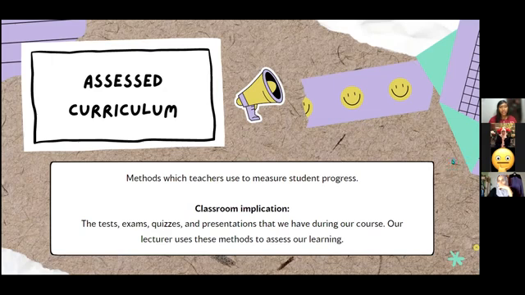Are we following all the teaching that the teacher is doing? So are we actually learning? So these are some methods that the teachers use to assess our learning. And then next, yeah.